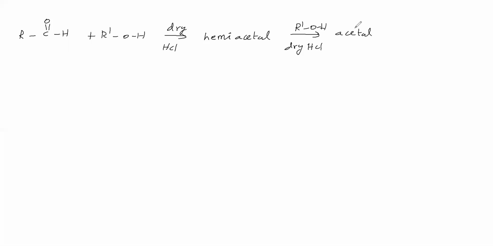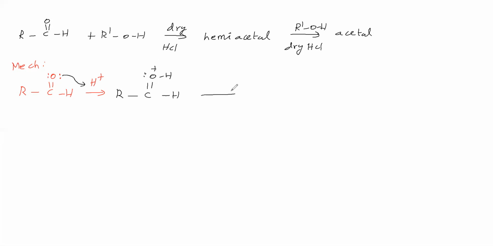Now we will see the mechanism for this. We take this aldehyde. This oxygen has two lone pairs. From HCl, H plus attacks this oxygen, so we get a positive charge on the oxygen.